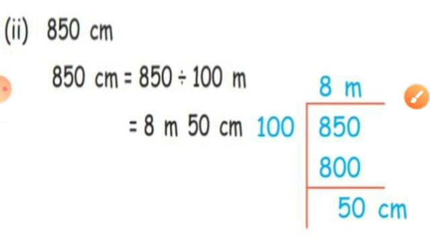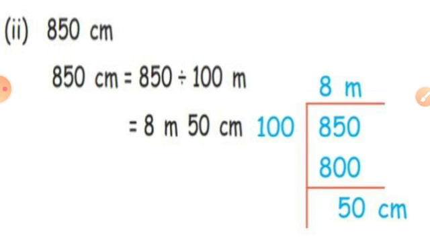Next is 850 centimeter. Here this is in centimeter and you are going to convert it into meter. Centimeter is the smallest unit and meter is the biggest unit. So smallest to biggest you have to divide. For this, first you have to find out 1 meter equal to how much centimeter? 1 meter equal to 100 centimeter. That's why we are dividing 850 by 100 meter.